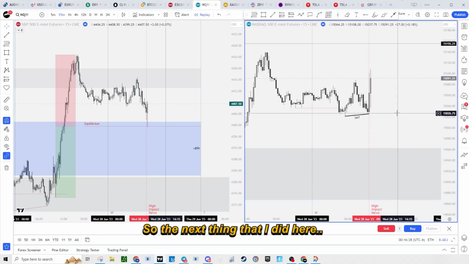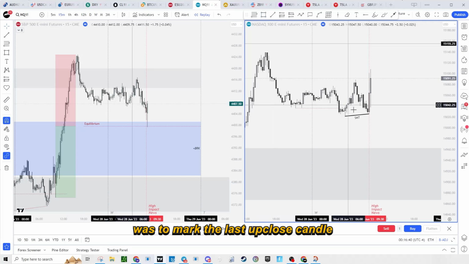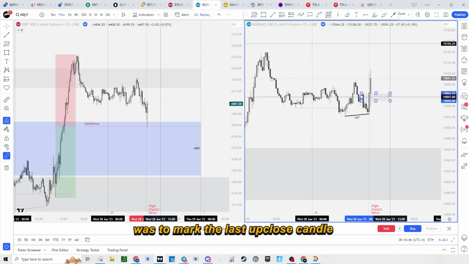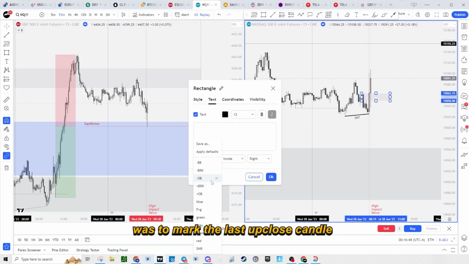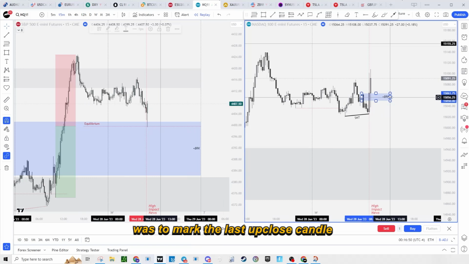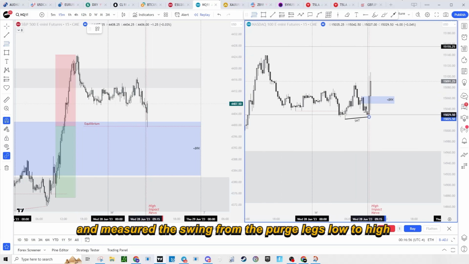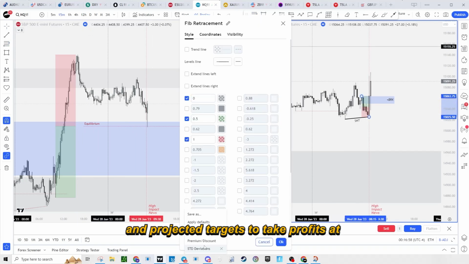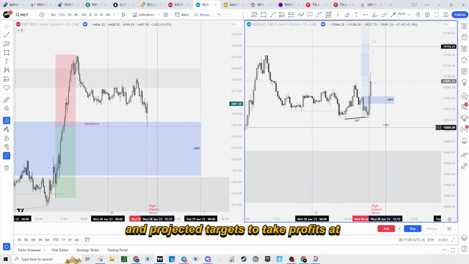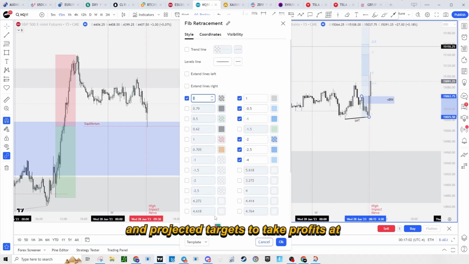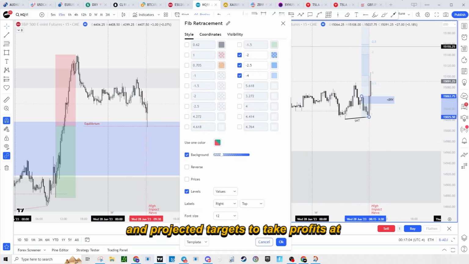So the next thing that I did here was I marked the last up close candle swing high on NASDAQ, which would be the bullish breaker here, and then I measured the swing from this low to this high and projected targets as to where I could take profits at.